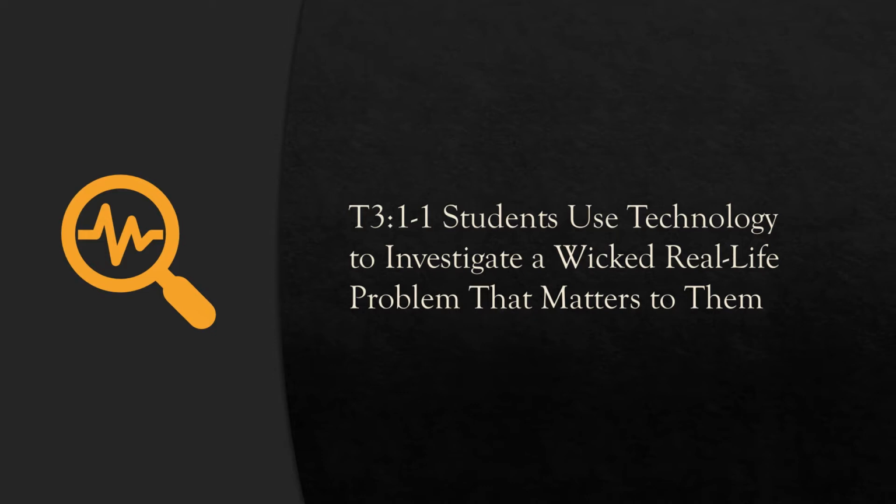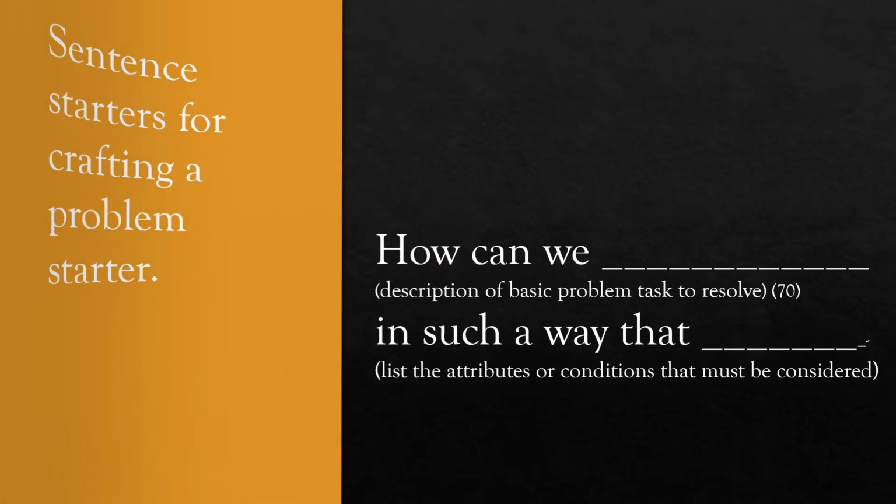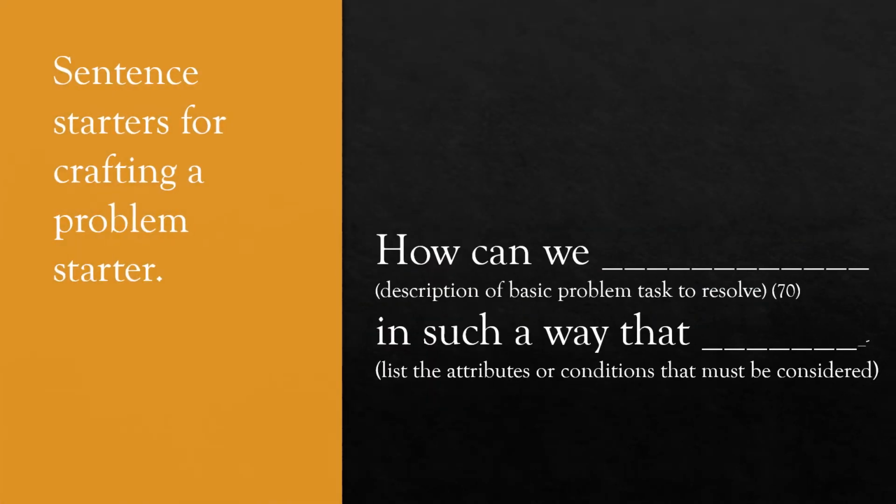So first, T3 1-1, using technology to investigate, keyword investigate. He has in the chapters what I found the most useful, which is why I'm highlighting them in this presentation: things like sentence starters, graphic organizers, guiding questions. So the first one in Chapter 5 is how can we, and then a blank description of a basic problem or task to resolve. So for example, how can we unban books would be a good one for Banned Books Week this week.